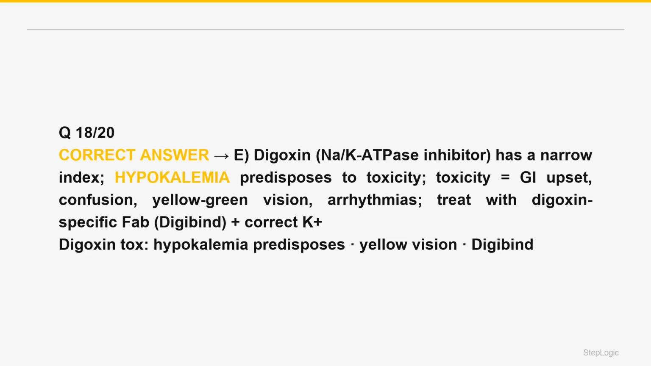Treatment: digoxin-specific antibody fragments, Digibind, correct electrolytes, potassium and magnesium, and manage arrhythmias. Hypokalemia predisposes, yellow vision, toxicity reversed by Digibind, including AV block, and the fairly specific bidirectional or atrial tachycardia, with vomiting.